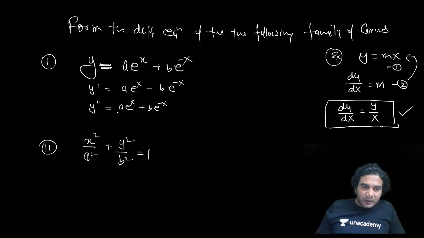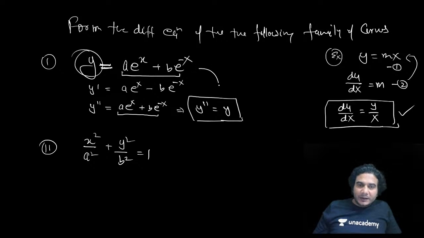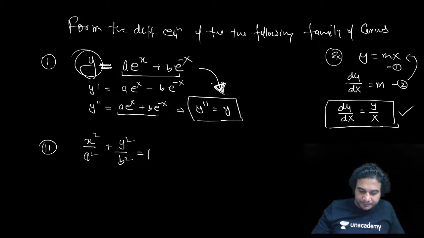So to eliminate a and b, you see this whole expression can be replaced by y. So you can write y double dash is equal to y. This is a standard equation basically. Whenever you have y double dash is equal to y, you can take y is equal to a e raised to x plus b e raised to minus x. Okay, so this is the differential equation. Got it?